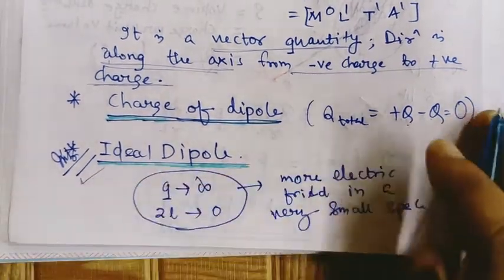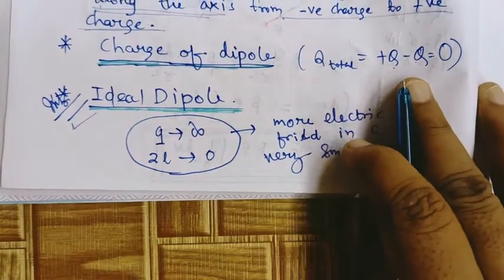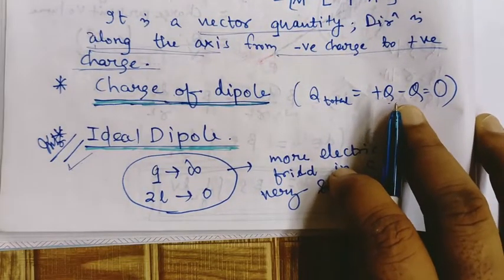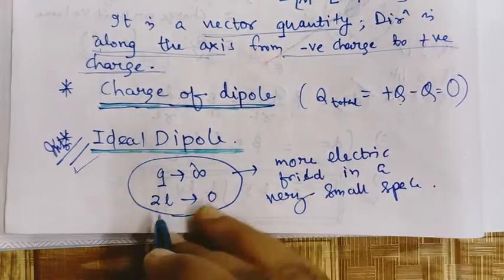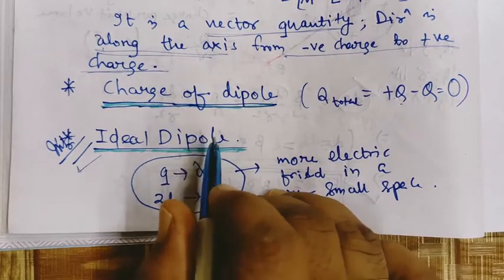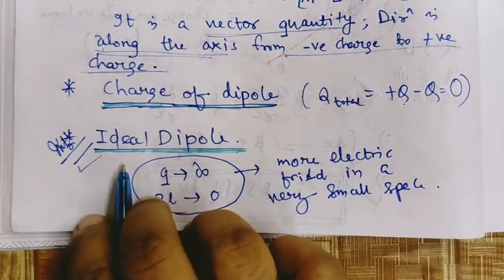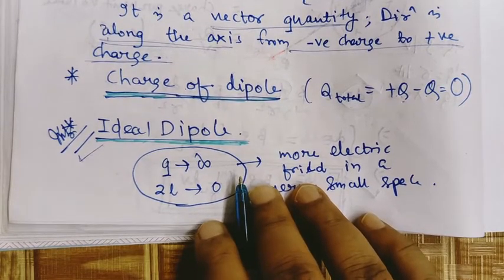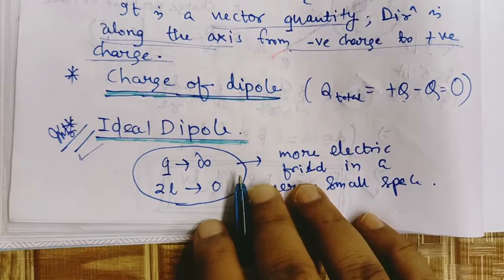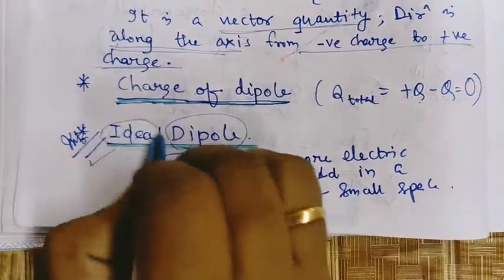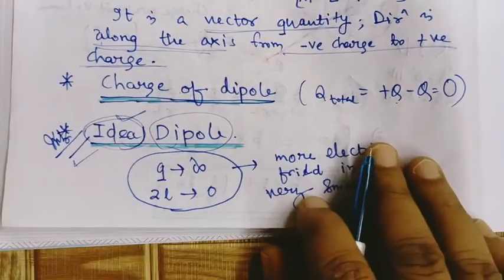Now our concept is the ideal dipole. When we discuss the electric field of a dipole, we have to have an idea of what an ideal dipole is. Mathematically, it is written in the book. A dipole is said to be ideal. Ideal means very good, like an ideal student, ideal teacher. Similarly, when we say ideal dipole, that is a good dipole.